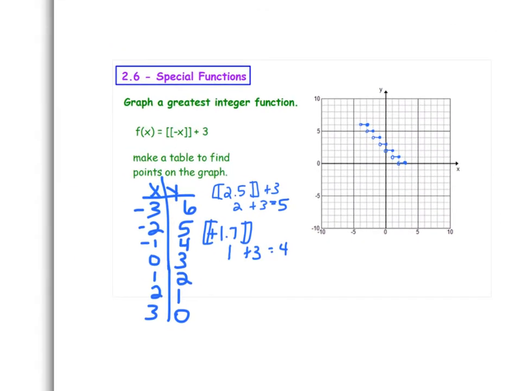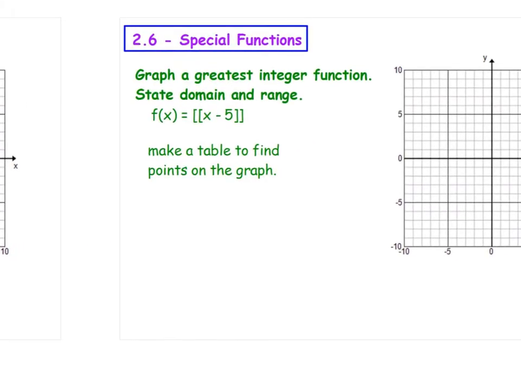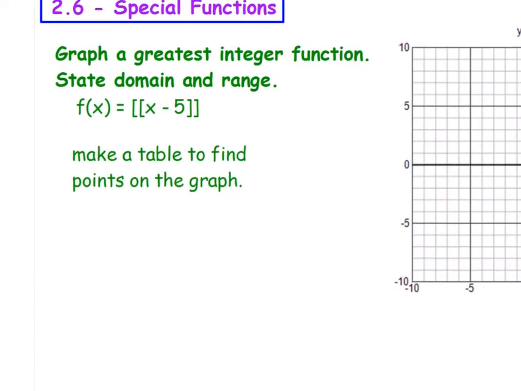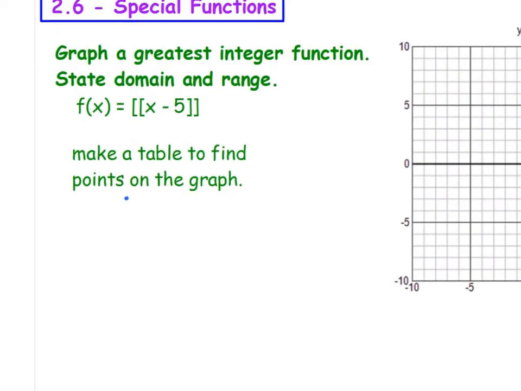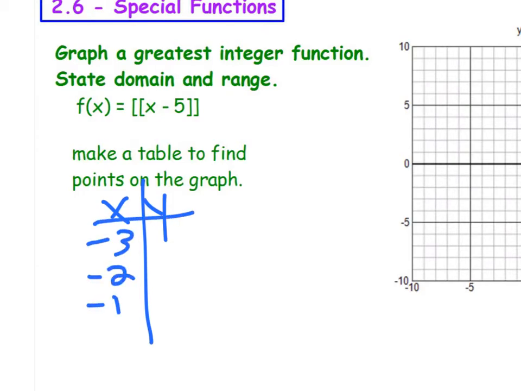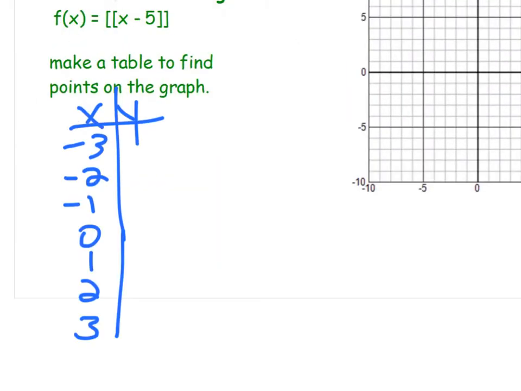Okay, we've got one more greatest integer function to do. We're going to do greatest integer function of x minus 5. So again, negative 3 to 3. Negative 3 minus 5 is negative 8. Negative 2 minus 5 is negative 7. Negative 1 minus 5 is negative 6. 0 minus 5 is negative 5. 1 minus 5 is negative 4. 2 minus 5 is negative 3. And 3 minus 5 is negative 2.